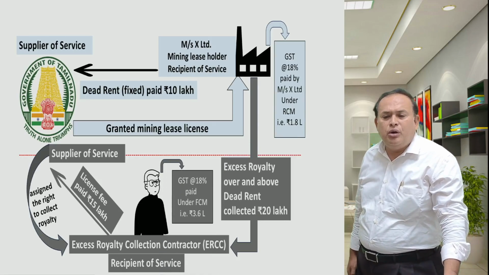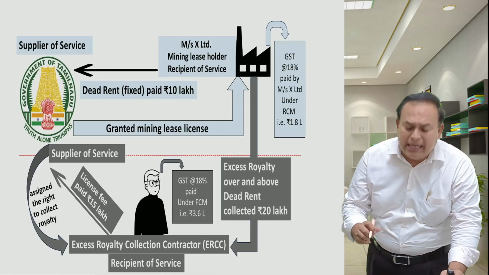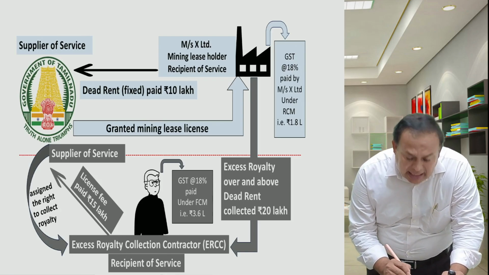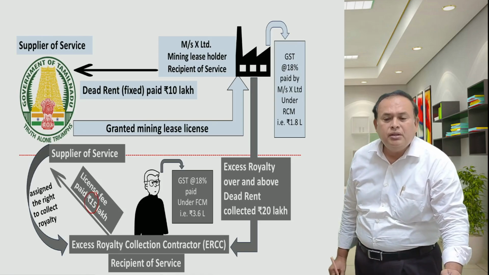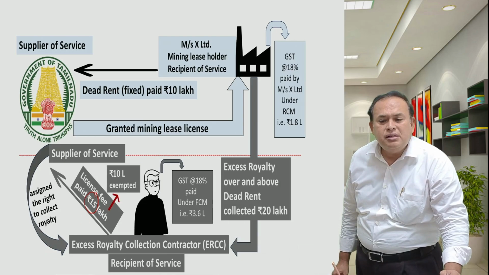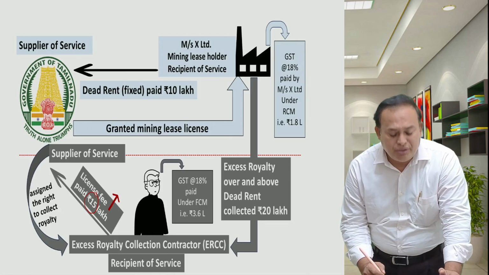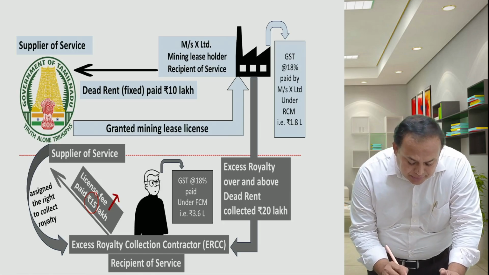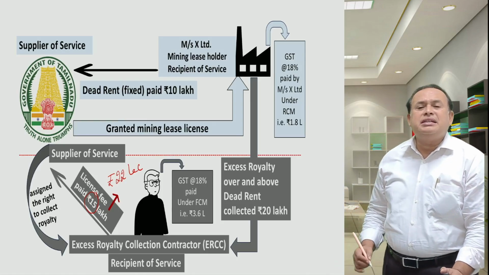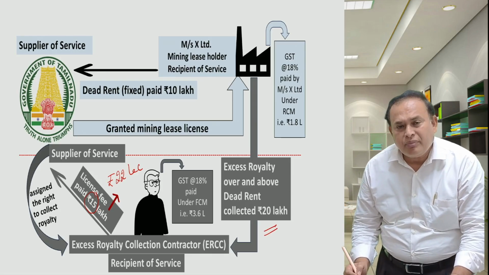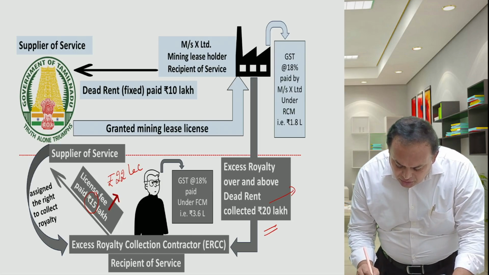So far so good, we have arrived at this. Suppose, on the other hand, this particular license fee paid to the state government is 22 lakhs instead of 15 lakhs, and the excess royalty collected is only 20 lakhs. In the given case, what happened? You know, sir, what is exempted means this 20 lakhs. Tax paid.